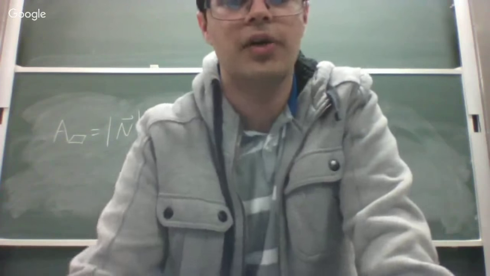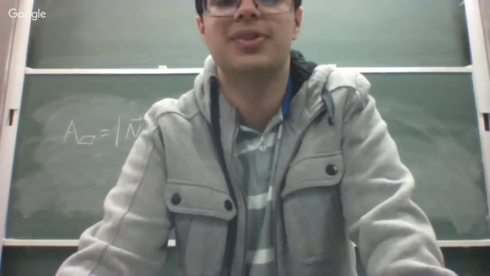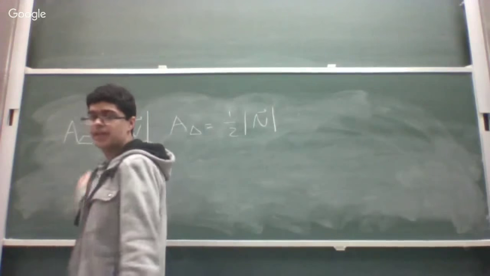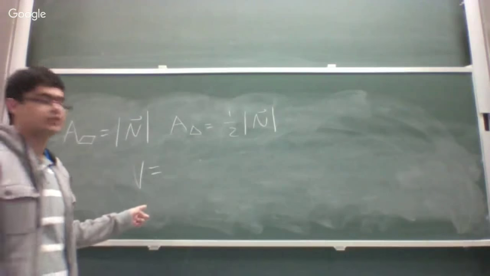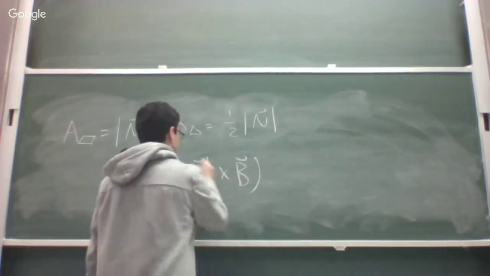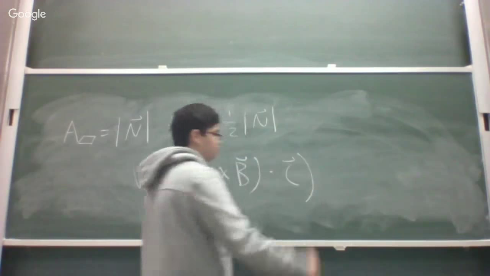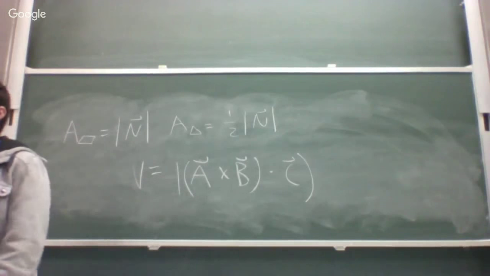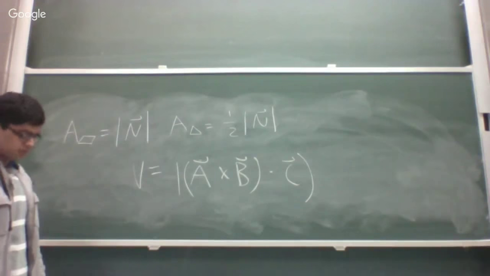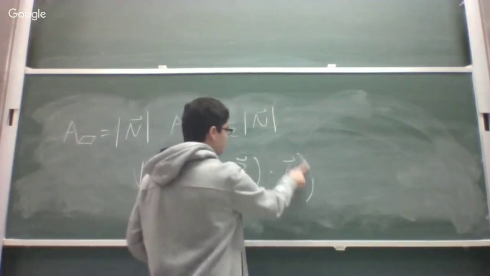Volume of a parallelepiped. I think they gave us this one in my exam. A cross with B dotted with C. Is that commutative? Does it matter? Say C cross B dotted A, can that be the same thing?